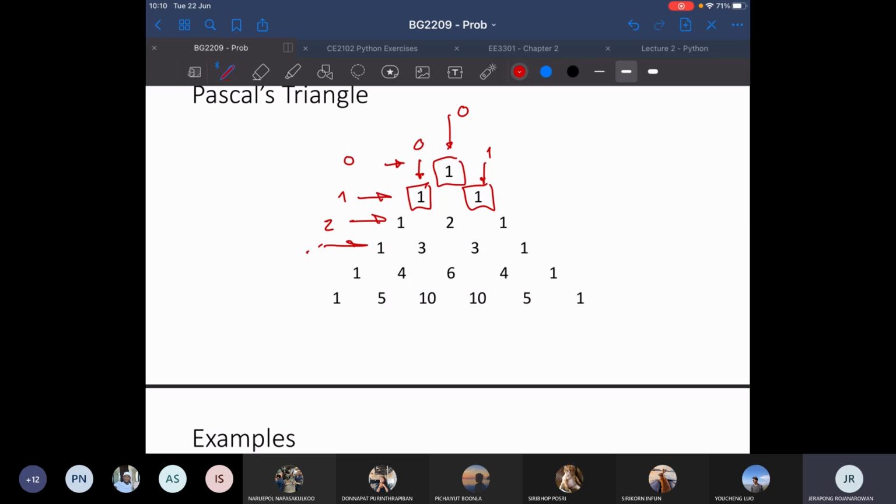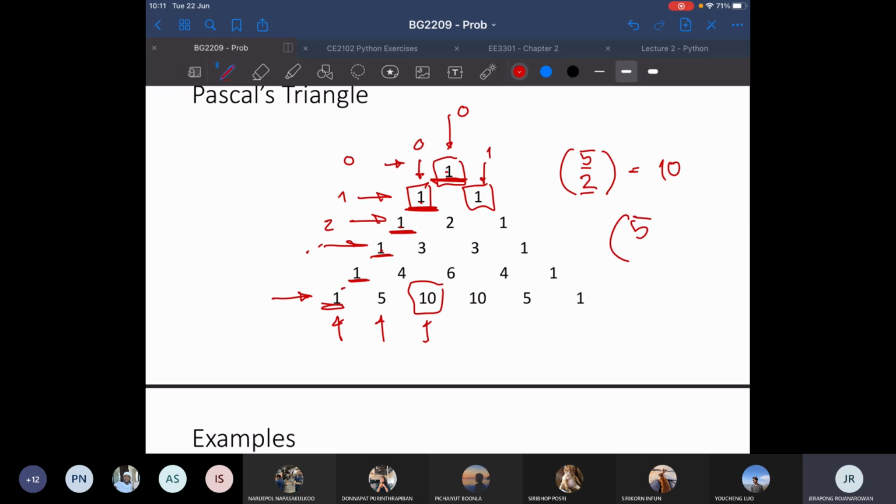Therefore, if you want something like 5 choose 2, you have to start at row 0, row 1, row 2, row 3, row 4, row 5. So you go over here to row 5, and you go to item 2: 0, 1, 2. So 5 choose 2 is going to be 10.